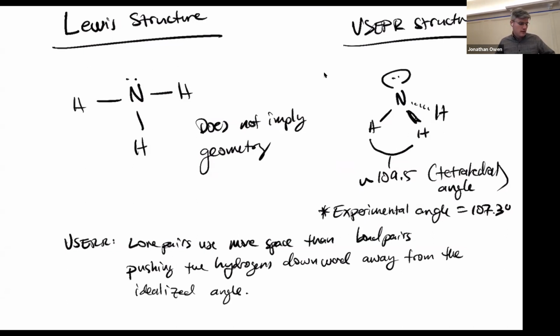Away from the idealized angle, okay? So the idealized angle is defined by something called the steric number. And in ammonia, the steric number is 4, because it has a lone pair, which is one, and three bonds makes four.